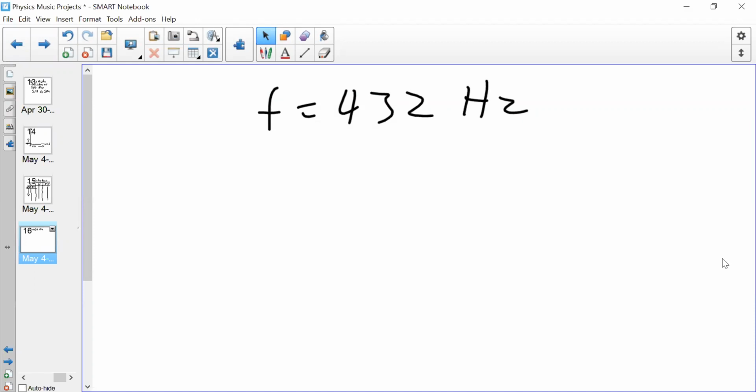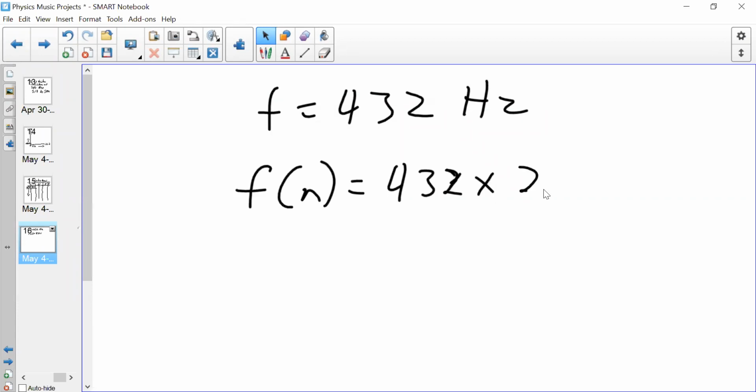And the way to get all of the frequencies of all of the notes, we're going to be using this formula, f of n equals 432, not 440, times 2 to the (n minus 49) over 12. And so we're going to go all the way up from minus 20 all the way up to positive 88.